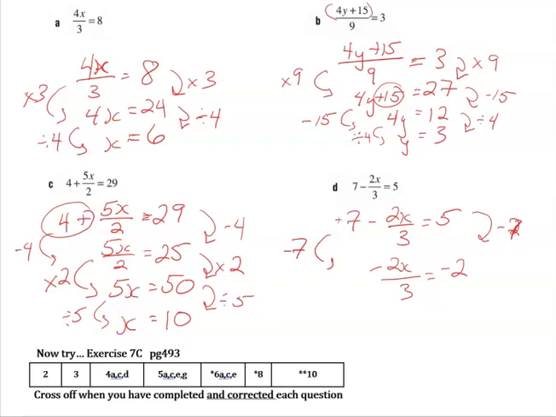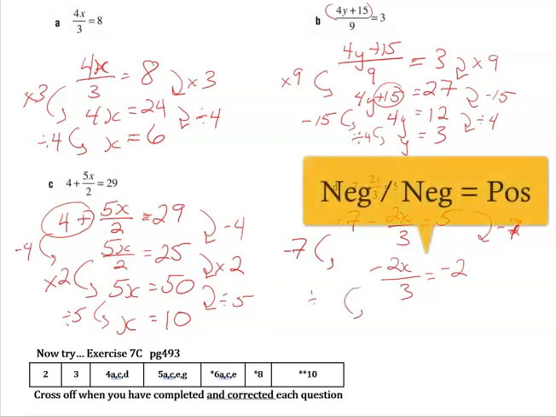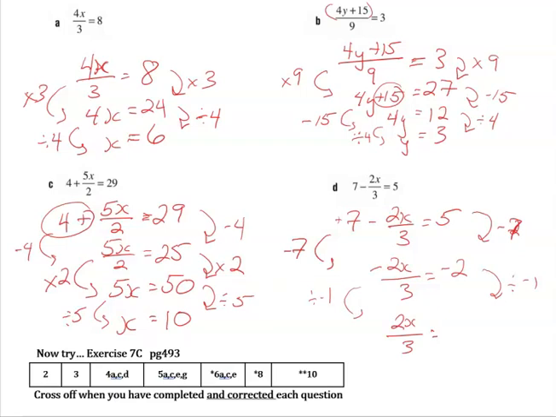At this point, I can divide both sides by negative 1. I'll just show you what it looks like. Divide by negative 1, divide by negative 1, gives me 2x over 3. And negative 2 divided by negative 1 gives me positive 2. I can do that now, or I can do it later, but negative 1 is a handy little friend for all of us.